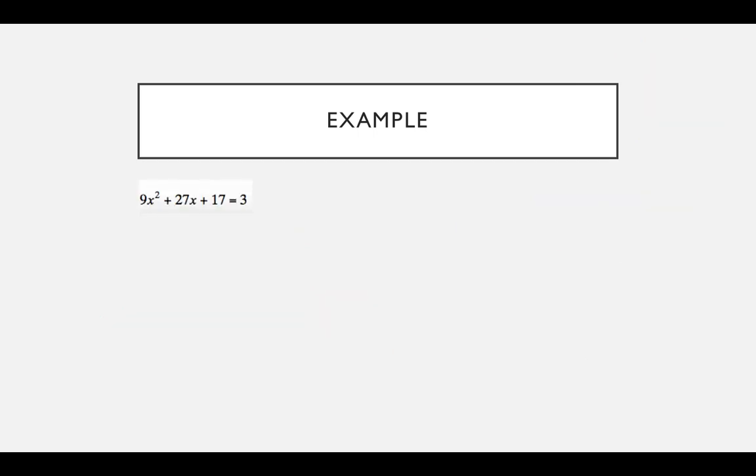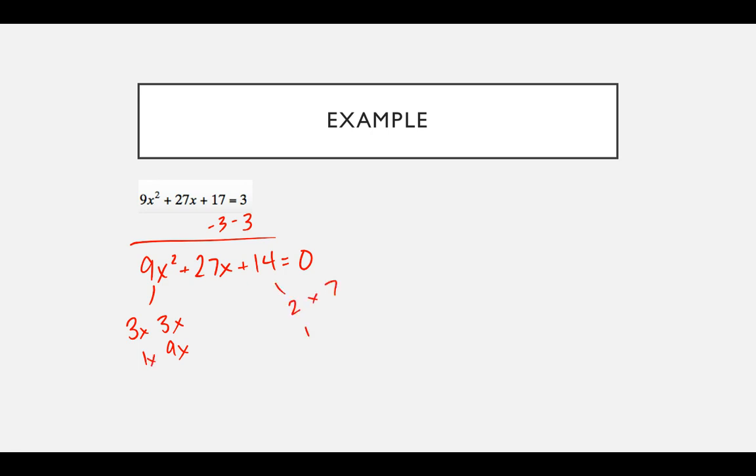All right, one more example here. Again, set it equal to 0. This one we just have to subtract the 3. So 9x squared plus 27x plus 14 equals 0. Here, the 9x squared could be a 3x and 3x, or a 1x and 9x. 14 could be 2 and 7, or it could be 1 and 14.